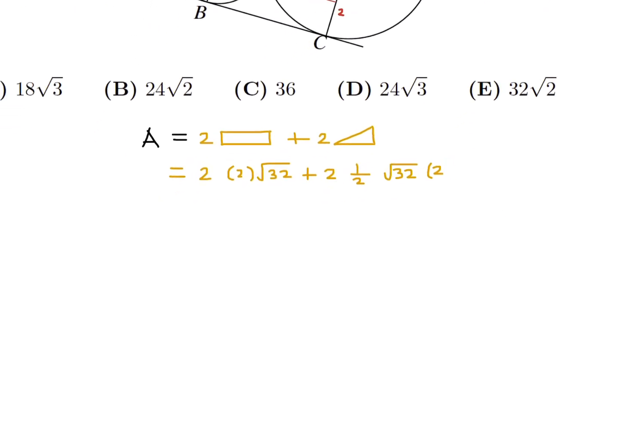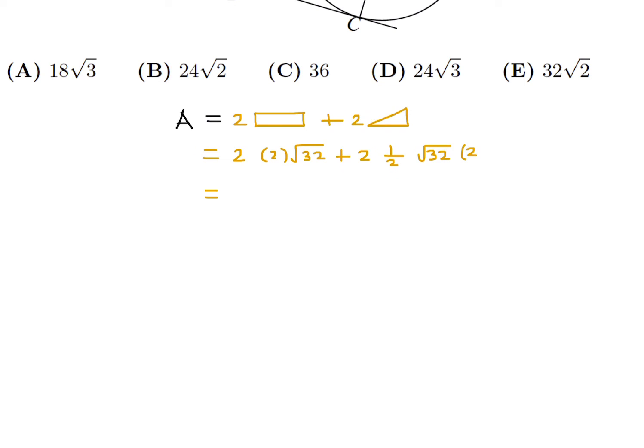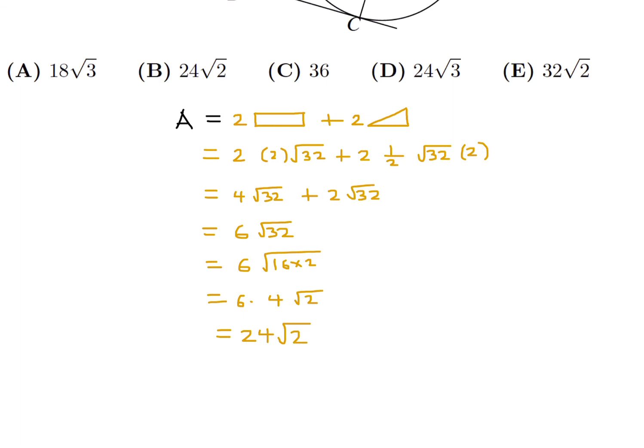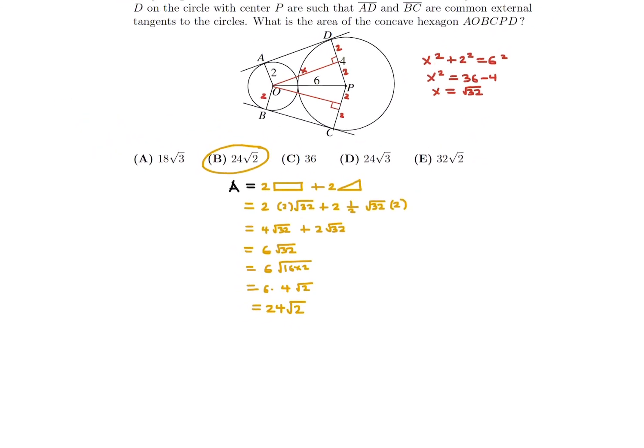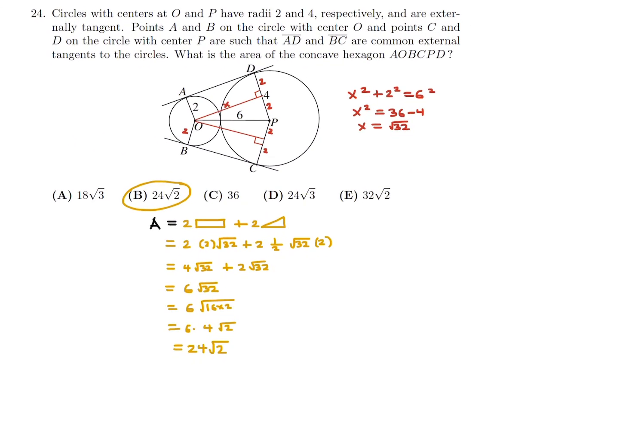So this becomes, let's see here, 4 root 32 plus 2 root 32. So that looks like it's 6 root 32. And then 32 is 16 times 2. So 16 times 2, like that, under the square root sign. And then you can kick out the 16. And when you do, it becomes 4, like that, times root 2. So this is 24 root 2. And there you go. So the answer is right there in front of us. It's B. And that is for question number 24.